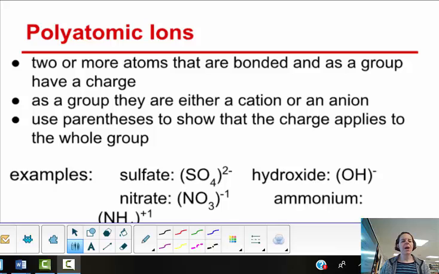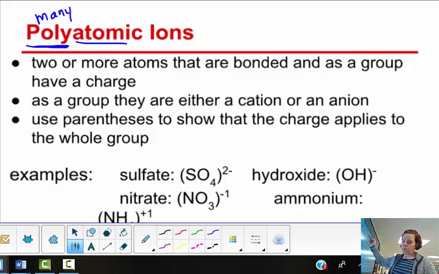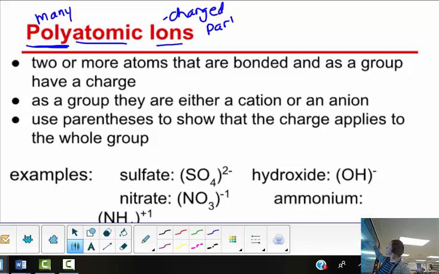Also, remember when you've been talking about ions, there are the polyatomic ions. Remember the prefix poly, just like in geometry, like a polygon is many sides. Poly means many, and atomic is atoms, particles, and ions is charged particles. So you have many atoms together that have a charge, okay? So polyatomic ions are two or more atoms that are bonded, and as a group, they have a charge.